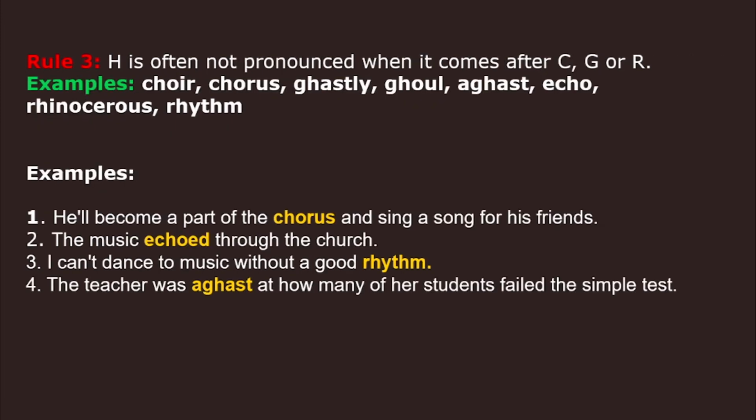Rule number 3: H is often not pronounced when it comes after C, G or R. Let's look at the examples. Choir, chorus, ghastly, goal, august, echo, rhinoceros, rhythm, etc. Let's look at the examples. He'll become a part of the chorus and sing a song for his friends. The music echoed through the church. I can't dance to music without a good rhythm. The teacher was aghast at how many of her students failed this simple test.